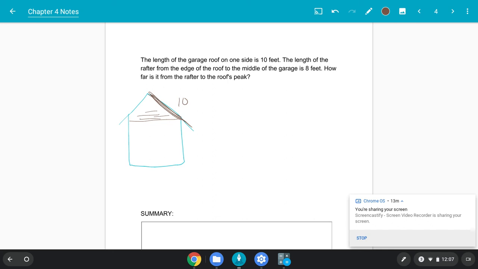So what they're saying is the length of the rafter from the edge of the roof to the middle of the garage is 8 feet. How far is it from the rafter to the roof's peak? So this is what they're asking. How far is that? So as you can see, we have a right triangle. This is 10, this is 8, and this is what we're trying to find right here. So we can use the Pythagorean theorem. It's a right triangle, so we're good.